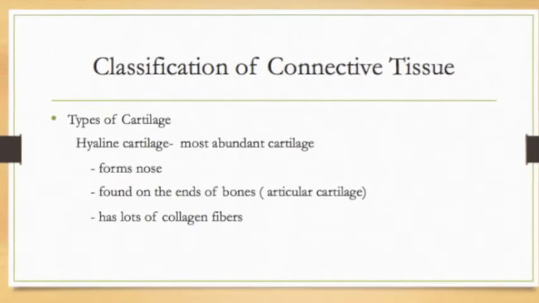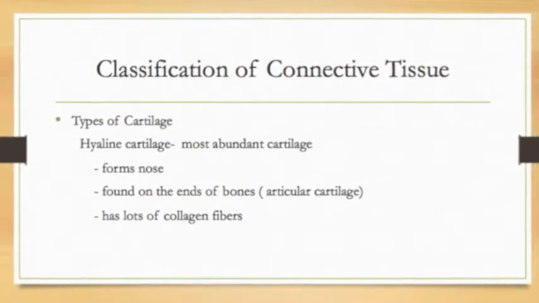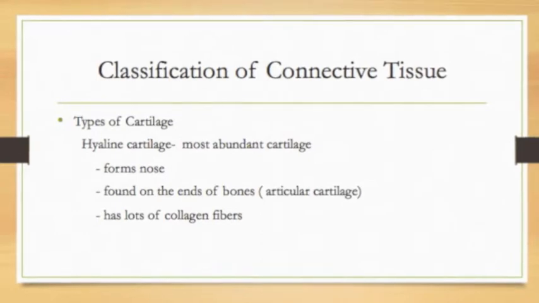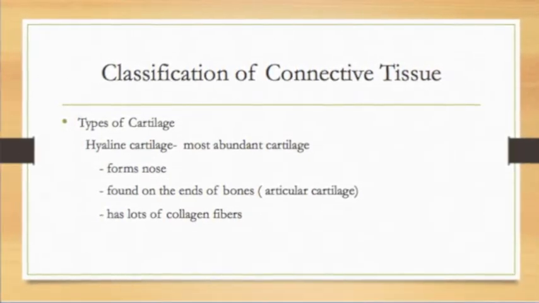Types of cartilage, there's hyaline cartilage. This is the most abundant cartilage. It forms nose. It's found on the ends of bones, which is articular cartilage, and it has lots of collagen fibers.